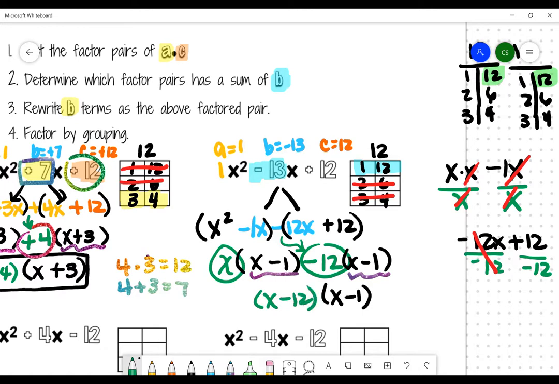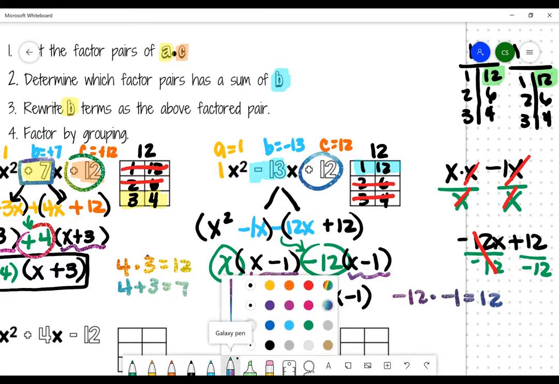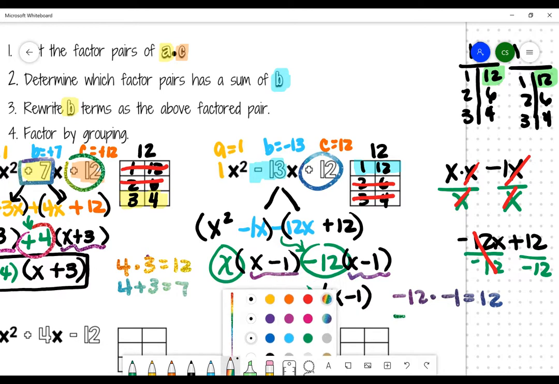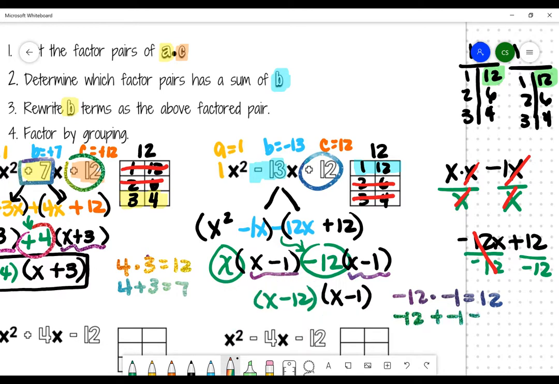So if you notice anything about negative 12 and negative 1, negative 12 times negative 1 is a positive 12. Negative 12 plus negative 1 is negative 13. And this is the factored form of x squared minus 13x plus 12.